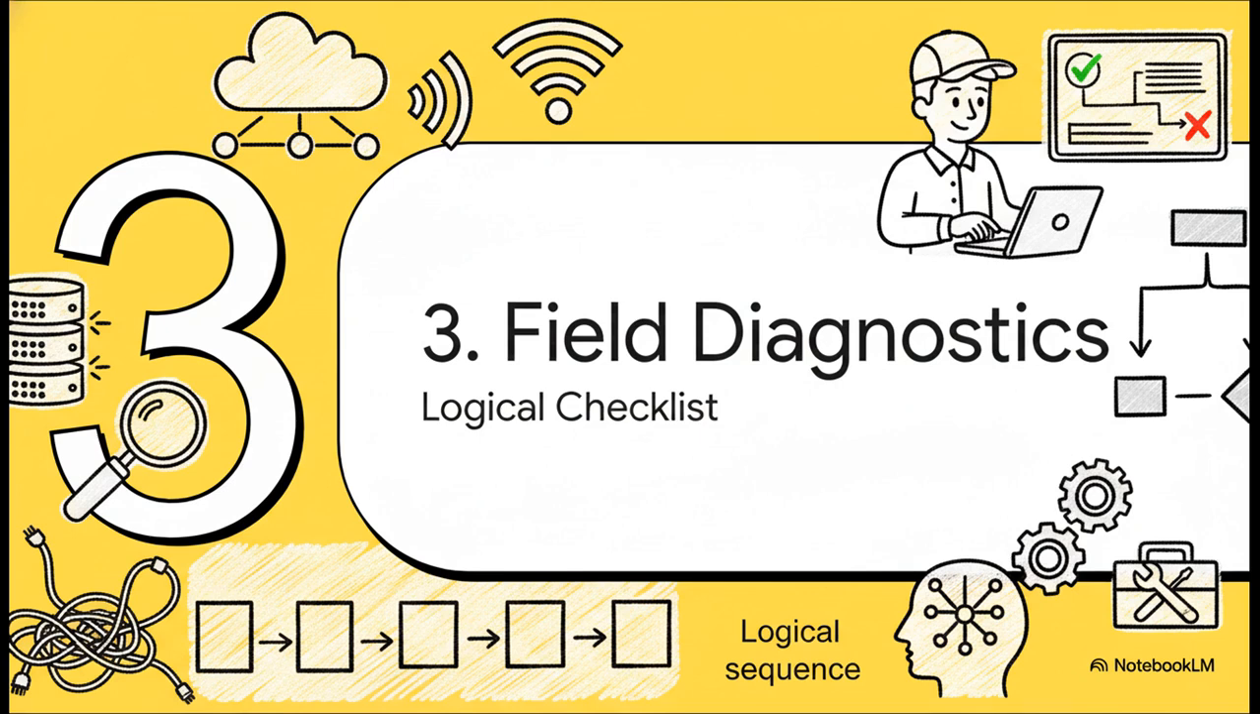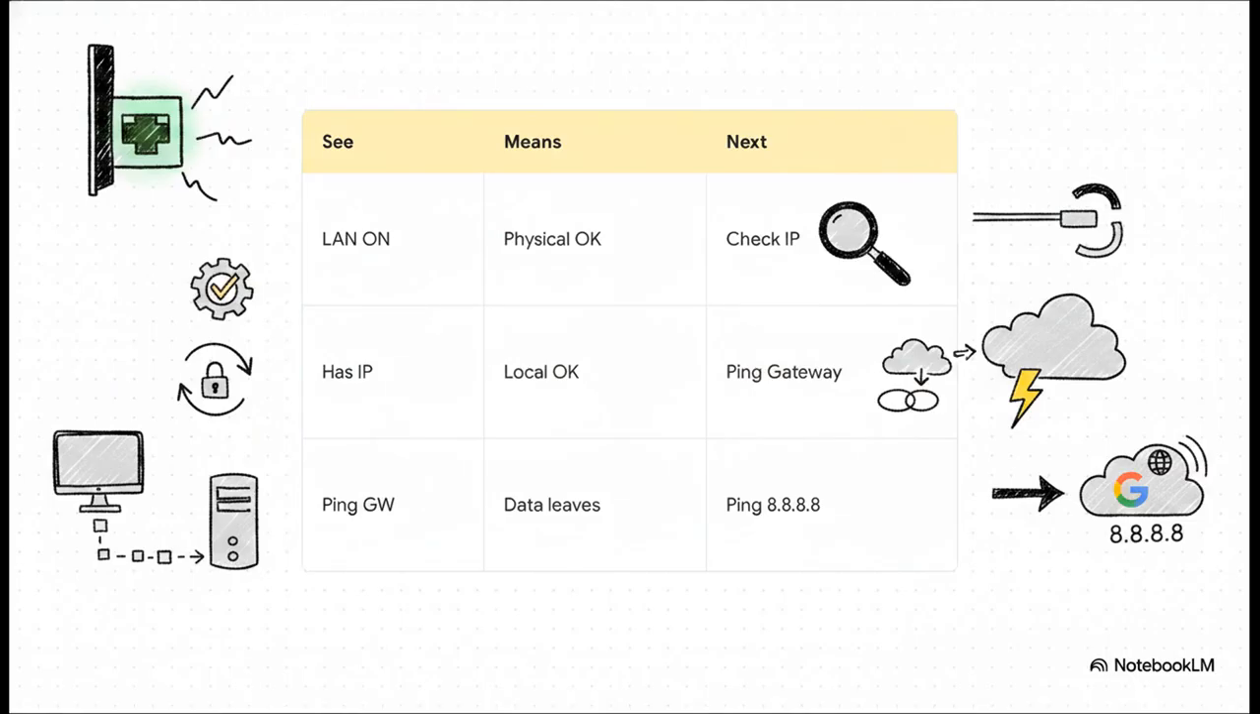Now let's shift from theory into practice with section 3, field diagnostics. You really want to stop guessing and start following a logical sequence. Think of this sequence as your ultimate field pocket guide. Okay, step 1, if the LAN light is on, that just means the physical layer works. So what do you check next? You check for an IP address.